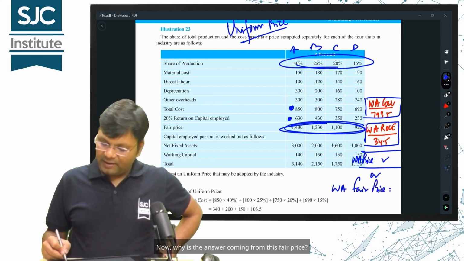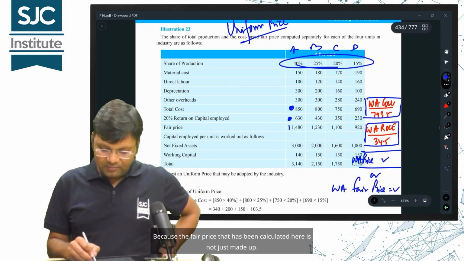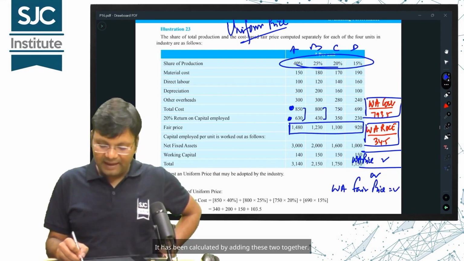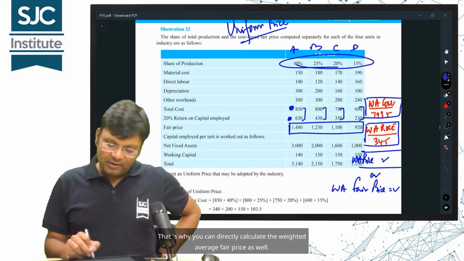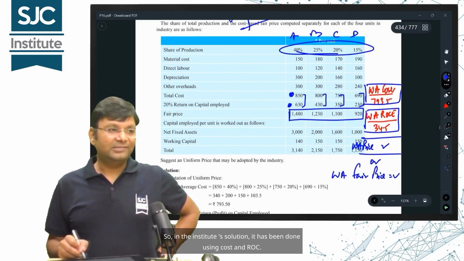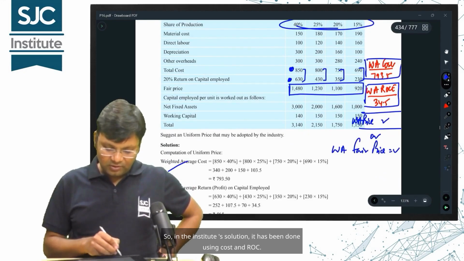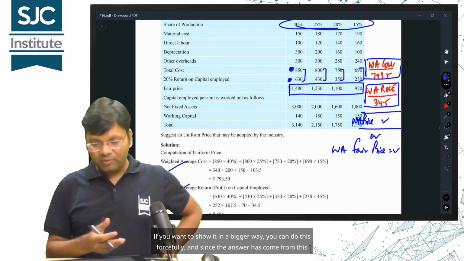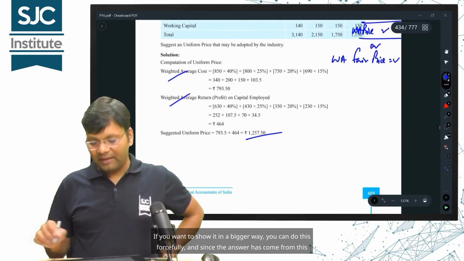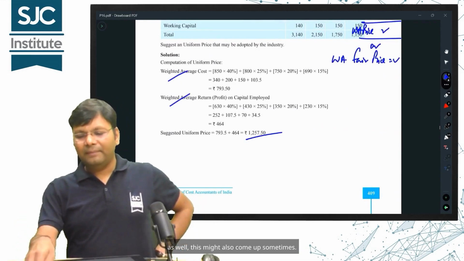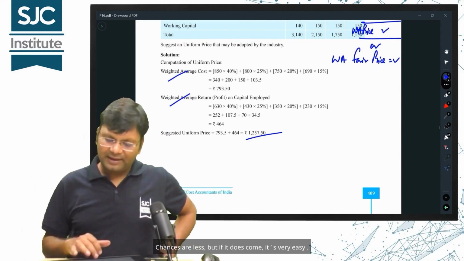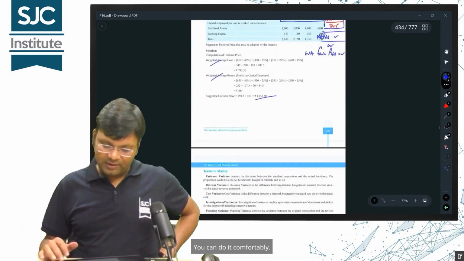Now, why is the answer coming from this fair price? Because the fair price that has been calculated here is not just made up. It has been calculated by adding these two together. That's why you can directly calculate the weighted average fair price as well. So, in the Institute solution, it has been done using cost and ROC. If you want to show it in a bigger way, you can do this forcefully, and since the answer has come from this as well, this might also come up sometimes. It can come in the objective section. Chances are less, but if it does come, it's very easy. You can do it comfortably.